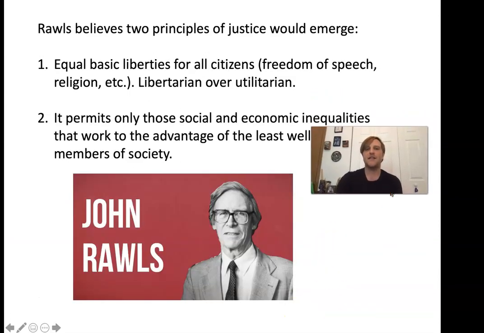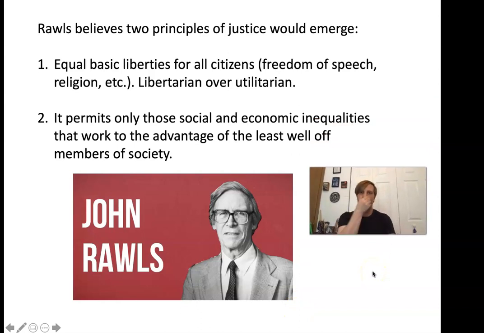He basically says that if we had this sort of system, this veil of justice, you would see these two principles of justice emerge from this thought experiment. Equal basic liberties for everyone. You would have libertarianism sort of utilitarianized, that basically libertarianism would be part of this utilitarian framework, that our individual rights are collectively important.